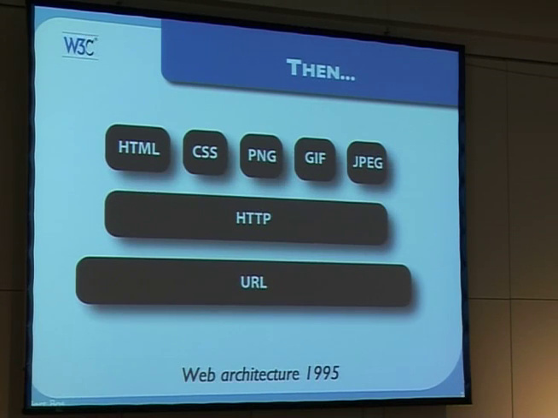The basis is the URL that allows you to address everything on the web. On top of that is a protocol, HTTP or other protocols, but HTTP is the most used one. On top of that, a couple of formats: HTML, of course, for text, CSS for style, PNG for bitmap graphics, having GIF also, and JPEG for photographic images. That was more or less it in '95. There were people using sound and video, but not a lot.